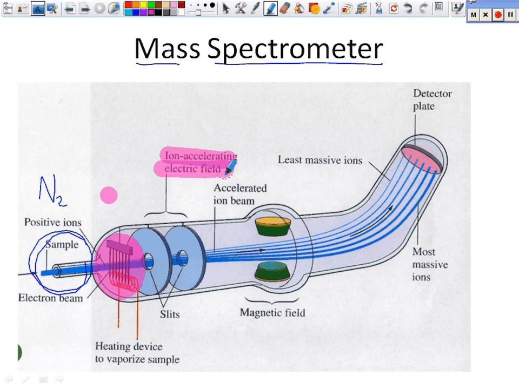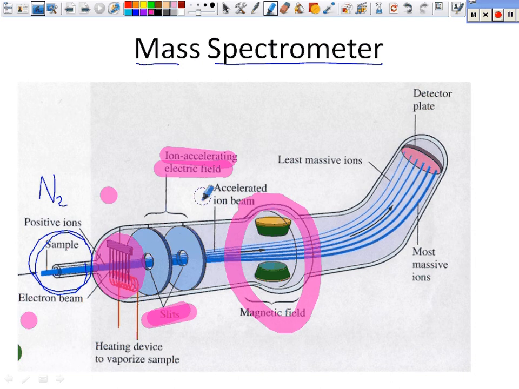So what do you think that thing's making it do right there in these slits? Accelerating. It's just like a catalyst. It's speeding that sucker up, right? It's making it go a lot faster. Now, magnetic field. This is the key to all of this. What is that magnetic field doing to that charged particle? It's separating the masses. It's deflecting them.